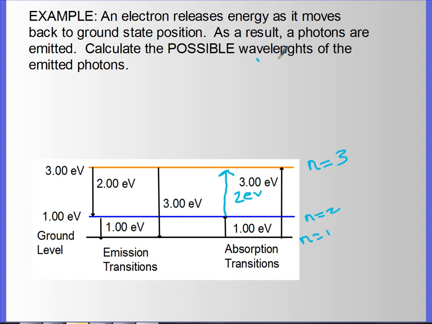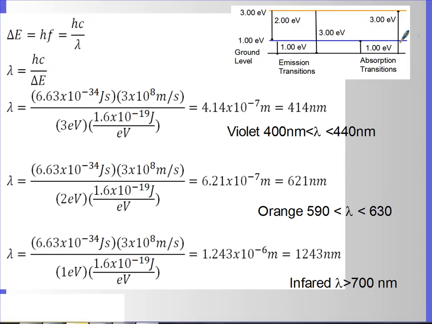Now, if I ask for the wavelengths, apparently I can't spell wavelength, how do you do this? Well, E is hf, which is hc over lambda. So solve this for lambda. Lambda is hc over the change in energy. So this is hc, and we have to get it out of eV and into joules, and I just did this all at once. So I get 4.14 times 10 to the negative 7 meters, or 4.14 nanometers.